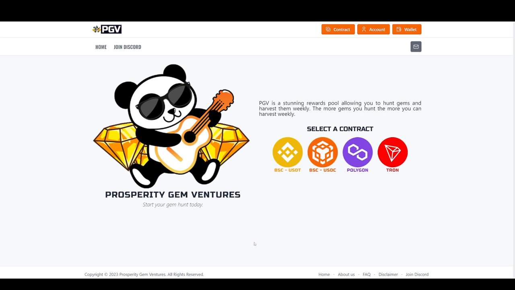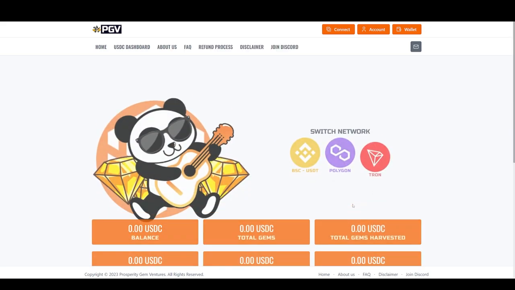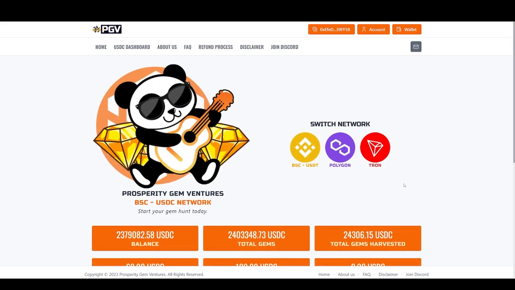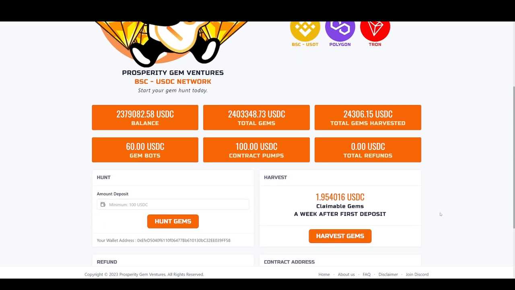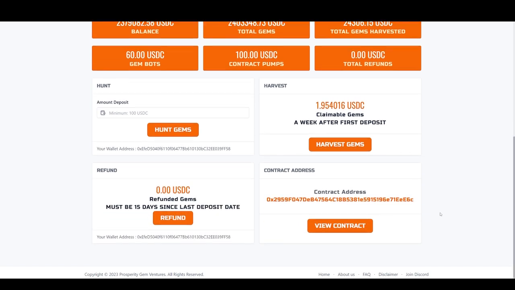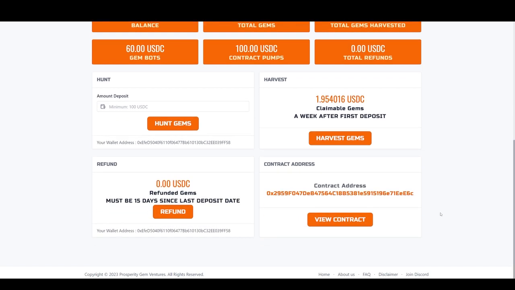Last night I was looking at the contract and I was on their Discord checking out all the updates on the BSC USDC contract, and it was launched and I was monitoring the contract. If we go to the website, you go here to the BSC USDC icon, it will take you to the dashboard. The website is up. They did state that they still have some glitches, but they're working on them. And I did make a deposit.